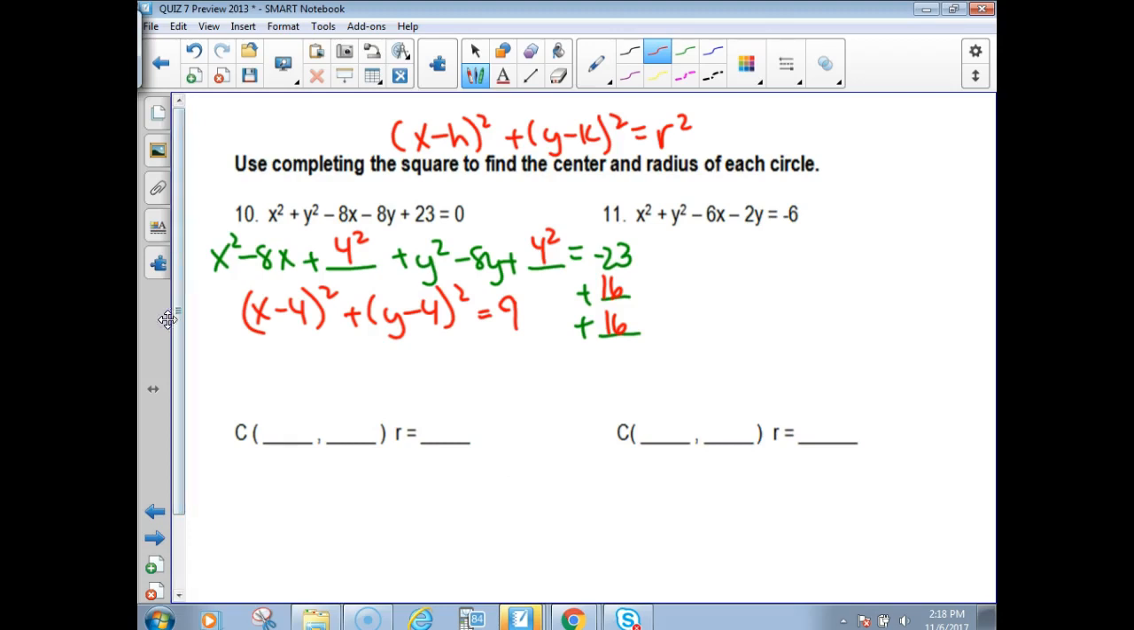If I could get my pen to go to the blanks, having its own mind. Come on. Okay, 4. Oh, what is happening? My goodness, that was strange. 4, 4, and the radius would be the square root of 9, which is 3.